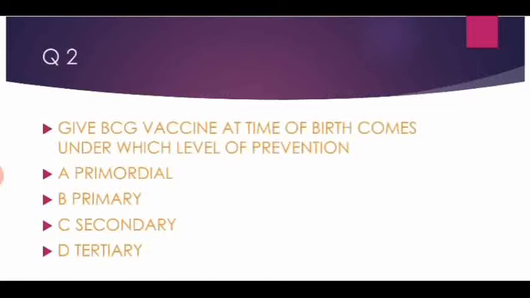Okay, the next: giving BCG vaccine at the time of birth comes under which level of prevention? So primary prevention includes specific protection. Okay, so immunization is one kind of specific protection against disease, so it is included in the primary level of prevention. So any immunization is included in the primary level of prevention.